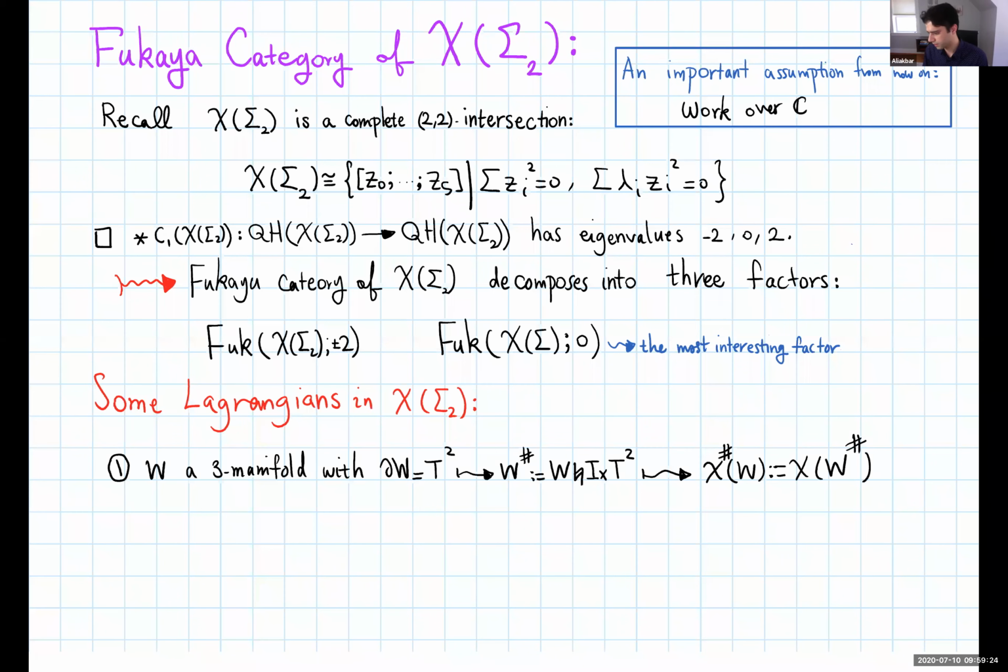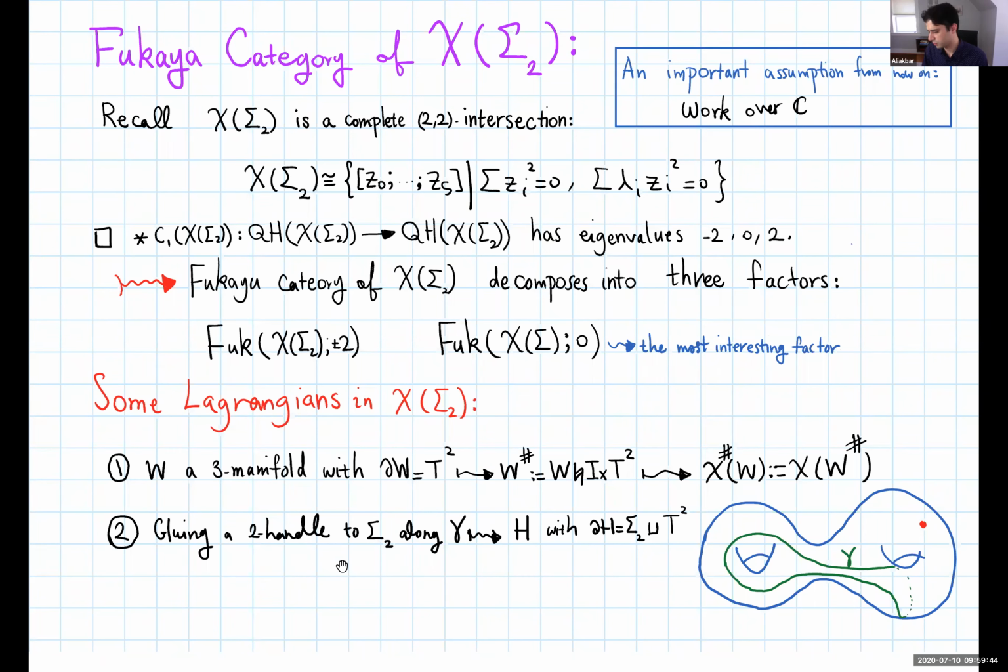We already talked about some Lagrangians here, so let me quickly review some of those. For example, if you have a 3-manifold with a torus boundary, there was this construction, the boundary sum with I times T2, which would give us some Lagrangian inside this space. Another way of constructing Lagrangians, which is very similar, is to get 3-manifolds with boundary Σ2 and T2 by fixing some closed loop γ inside our surface and gluing a 2-handle to this, and then looking at the associated Lagrangian.